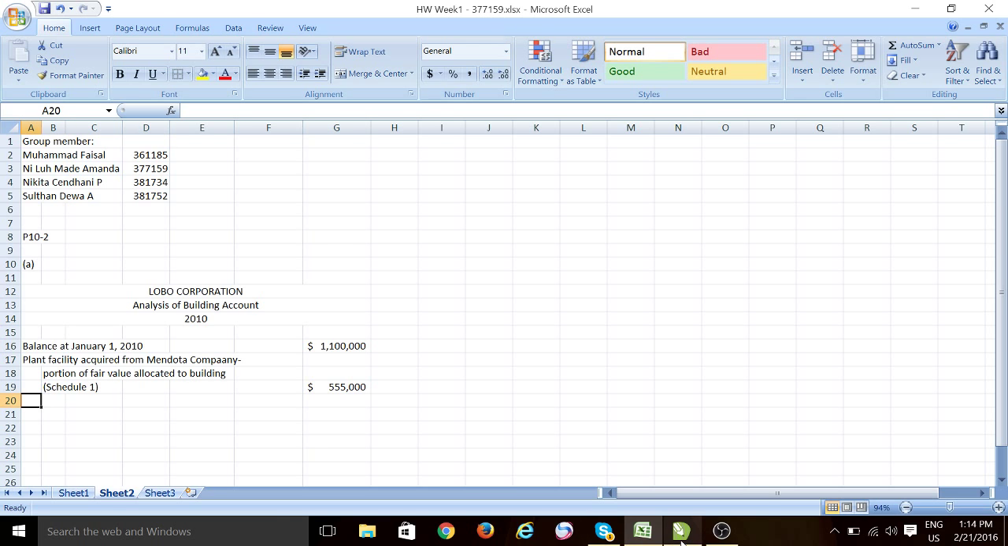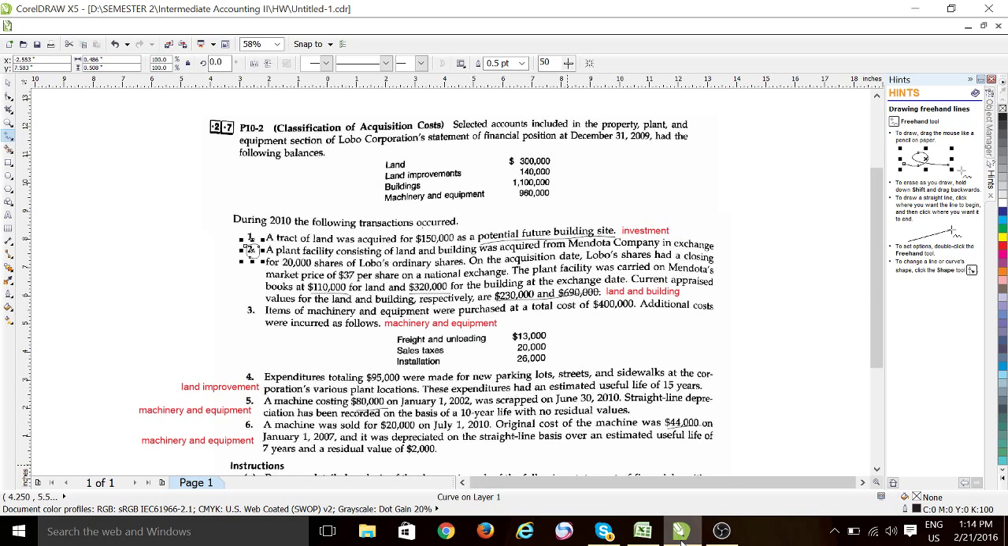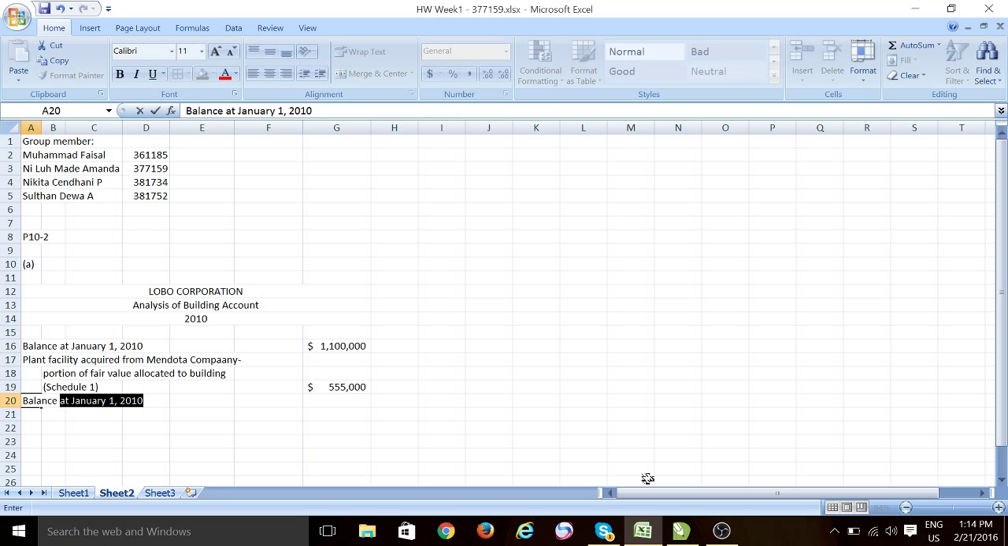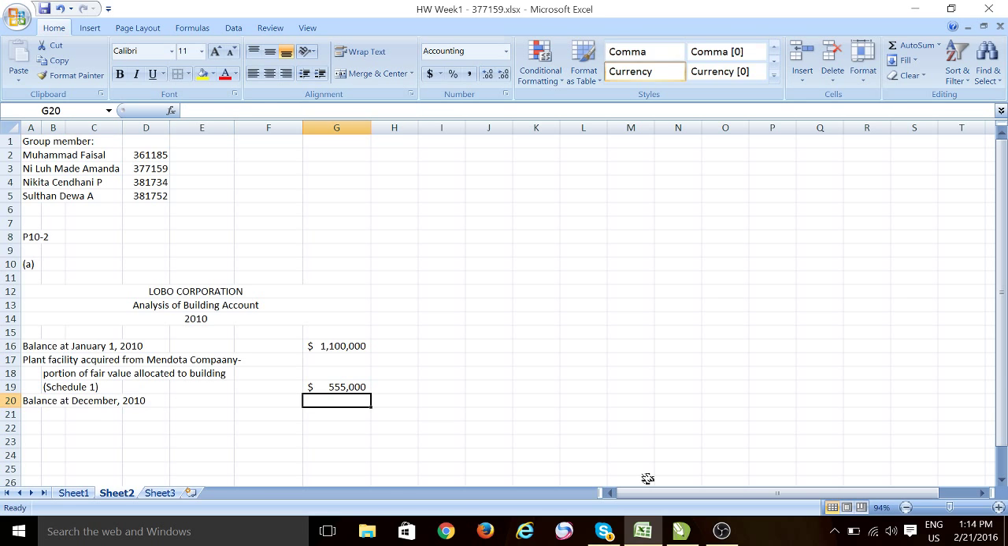Because there are no other transactions that affect the building account, we can just calculate the ending balance again, and sum them up. So the ending balance for the building account is $1,655,000.